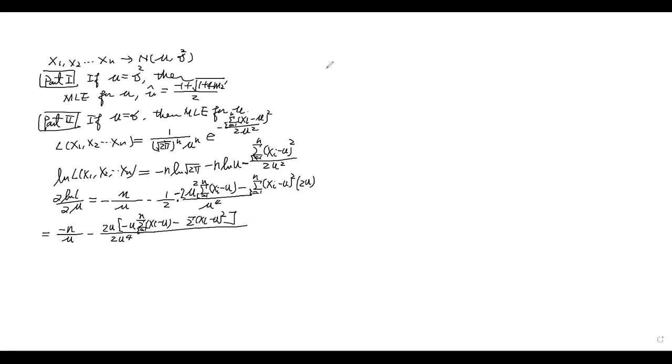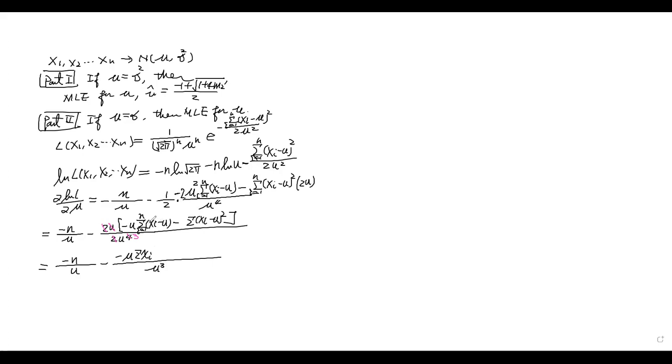Okay, and then in here you can see this 2 and 2 and the mu are going to cancel with this mu, so this will be mu cubed, so 2 mu cubed. Now let's continue here. So this will be negative n over mu cubed. Now I'm going to do the inside. This is negative mu times the summation of xi.